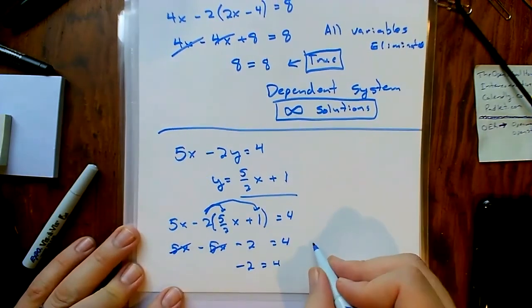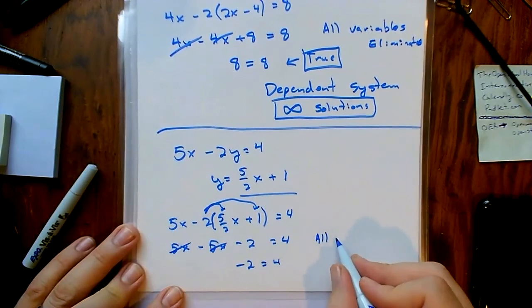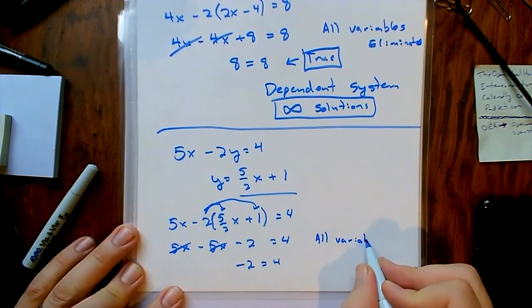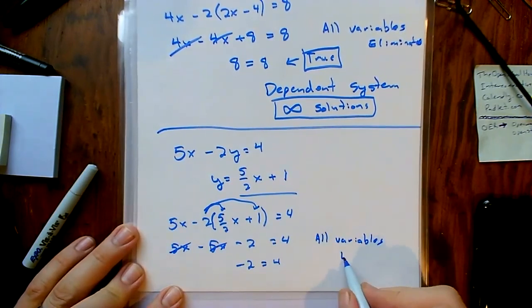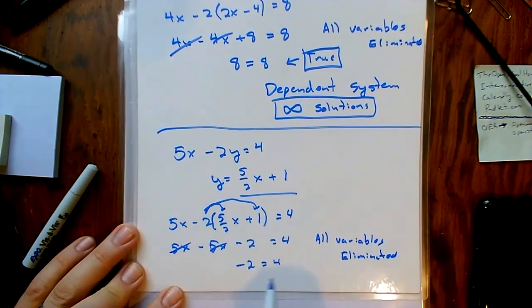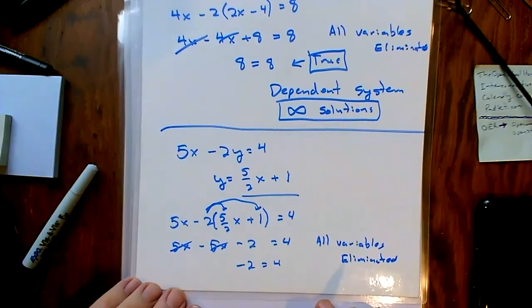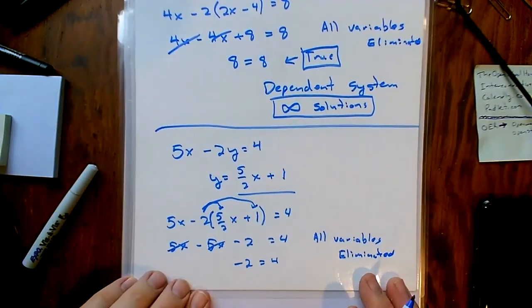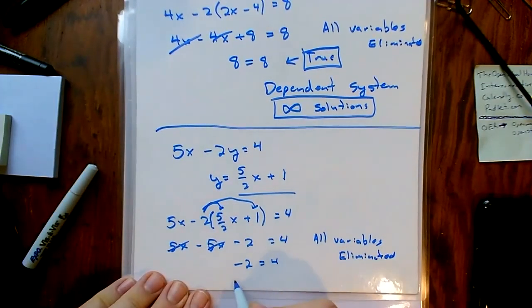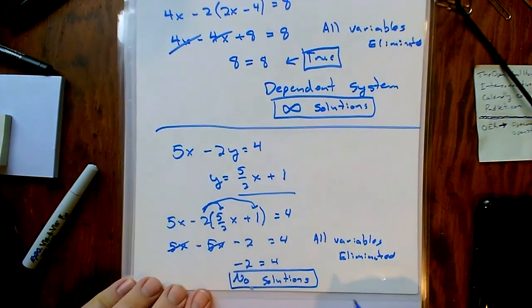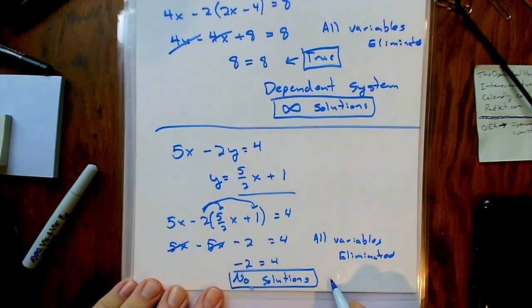Well, again, all of the variables eliminated. But negative 2 does not equal 4. We went and broke math again. Dang it. Here we've got no solutions. These two lines would be parallel. This is no solutions, or this is also called an inconsistent system.